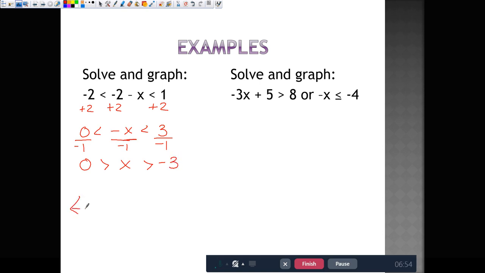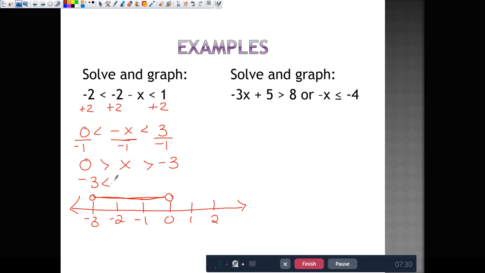So I'm going to draw my number line. And at 0, it's going to be an open circle, and x is less than 0. So that means it's going to go in this direction. But x is greater than negative 3. So that's going to be an open circle and greater than. We could rewrite this as negative 3 is less than x, which is less than 0, because then it would go in the order in which we are doing it.